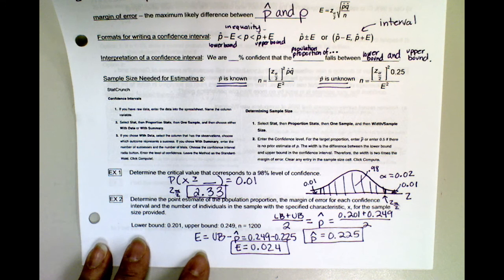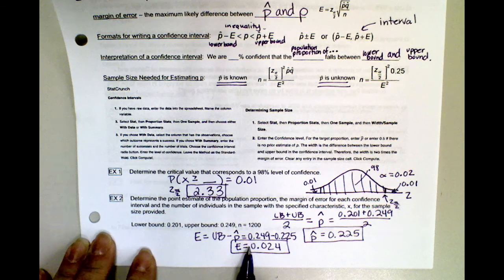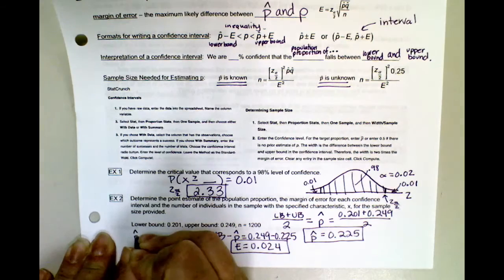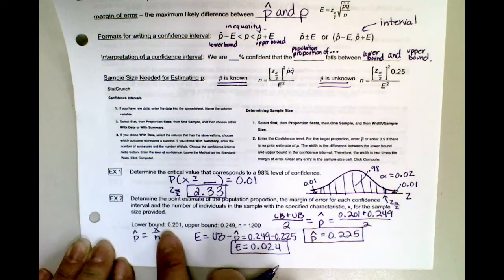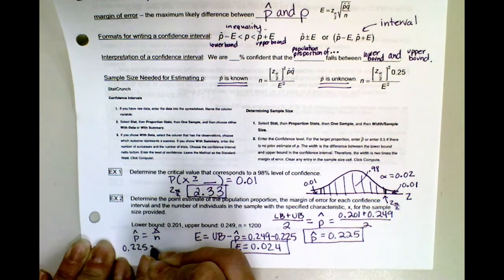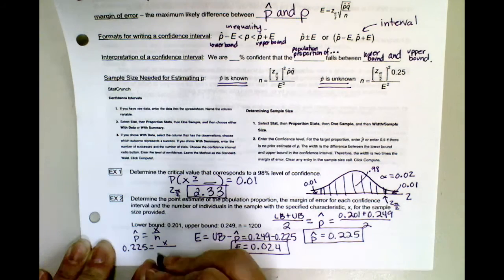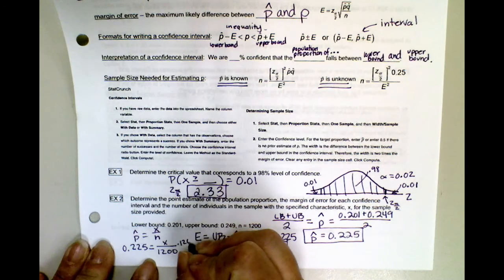The last thing it asked me for is the number of individuals in the sample with the specified characteristic X. The only formula we have that relates both X and n based on something we know is the formula for p hat. So I know that p hat equals x over n. I know n, I know p hat, I'm looking for x. So plug in p hat, 0.225, plug in my value of n, which is 1200. And to solve for x, in this case, I would multiply both sides by 1200.